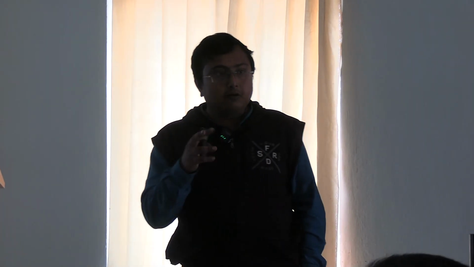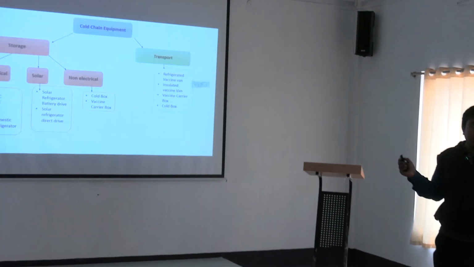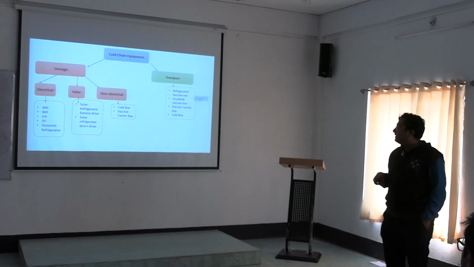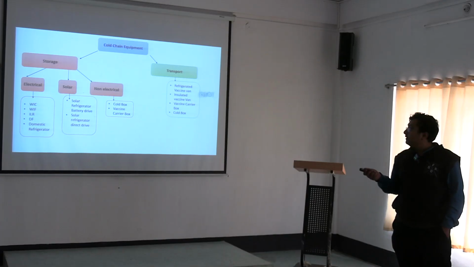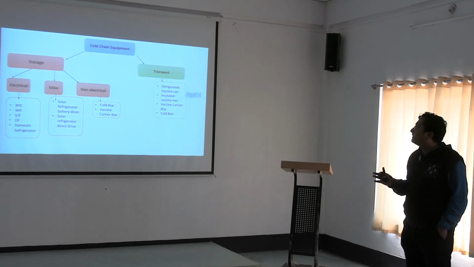Now coming to what are the cold chain equipments. There are two common components of the cold chain: one is storage and one is transport. For storage, we have three types of equipment: electrical, solar and non-electrical. Non-electrical is without power: cold box or vaccine carrier box. What is electrical? WIC, walk-in cooler, walk-in freezer, ILR. What is the full form of ILR? Ice-lined refrigerator. Then DF, that is deep freezer. And last, domestic refrigerator, but nowadays we do not use domestic refrigerator for storage of vaccine.